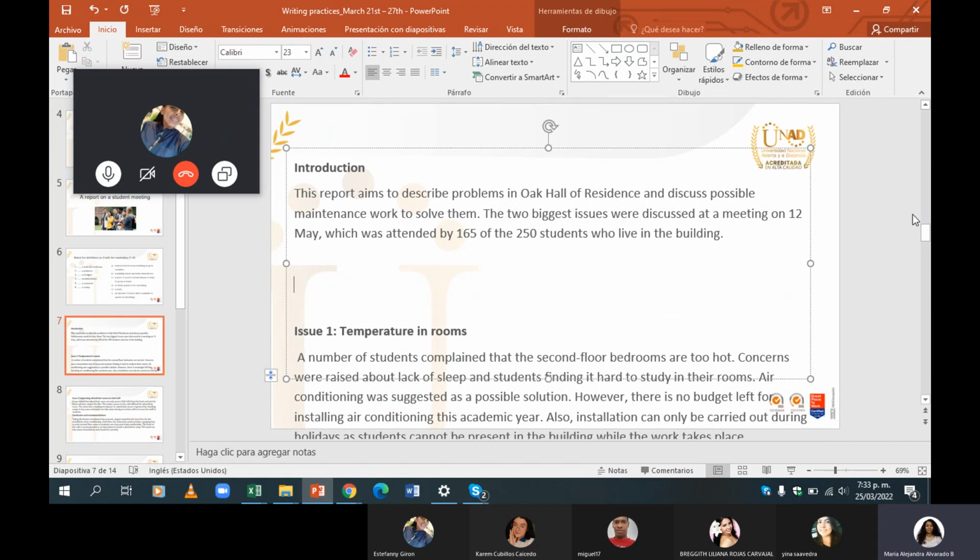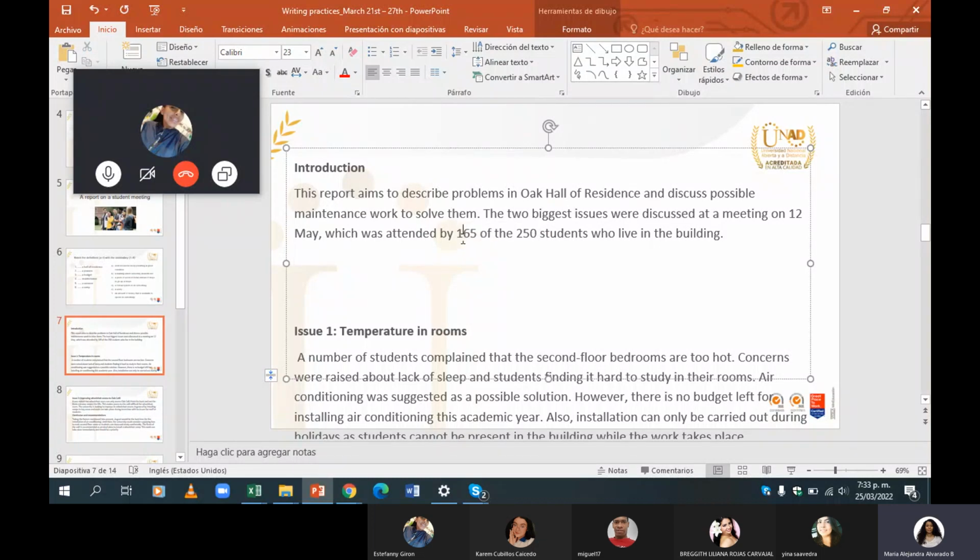So here, this report aims to describe problems in our home residence and discuss possible maintenance ways to solve them. The two biggest issues were discussed at the meeting of 12 May, which was attended by 165 out of 250 students.